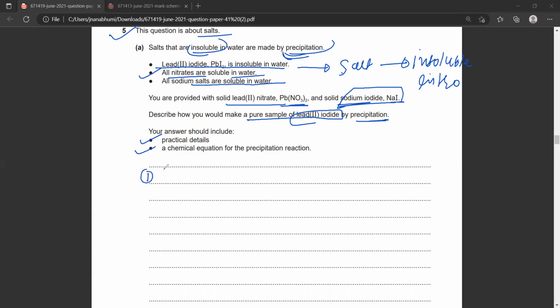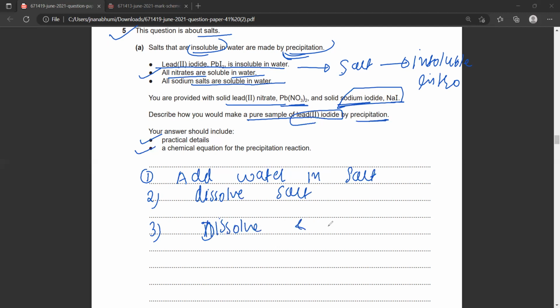So the first answer will be: add water to the salt, right? Next will be dissolve the salt. Third will be filter, dissolve and dry the salt. Next will be to write the reaction then.